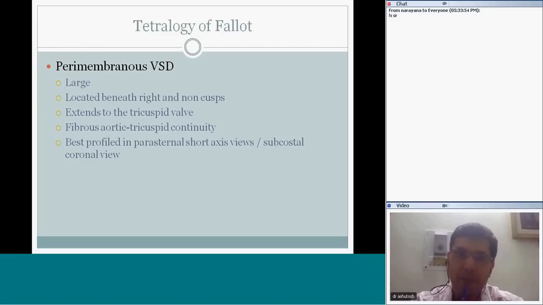Okay, now the components of the perimembranous VSD. It is a large VSD which is located beneath the right and the non-coronary cusp, and it extends up to the tricuspid valve. So there is a fibrous aortic tricuspid continuity. Normally we talk of continuity in the aorta mitral continuity, but when we have a large perimembranous VSD, the aorta is actually in fibrous continuity with the tricuspid annulus. And how do we profile this VSD? It is best profiled in the short axis or the subcostal coronal section.